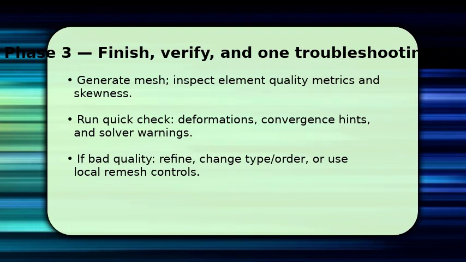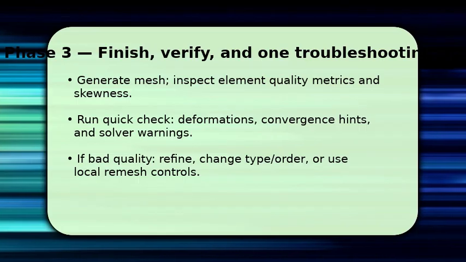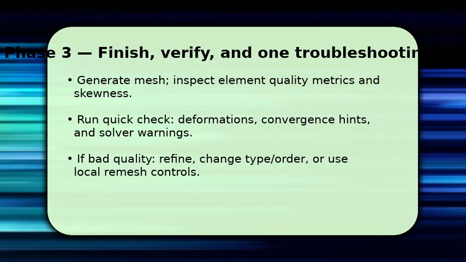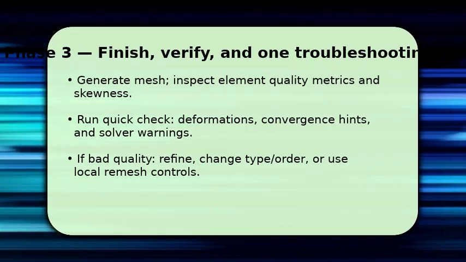Run a quick static check or a minimal solve to reveal convergence hints or solver warnings, because poor mesh choices show up there fast. If you see bad quality, refine locally, switch element order or type, or apply remesh controls to problem zones. Troubleshooting tip: if persistent errors occur, simplify geometry, then remesh that area and reassign the preferred element type.